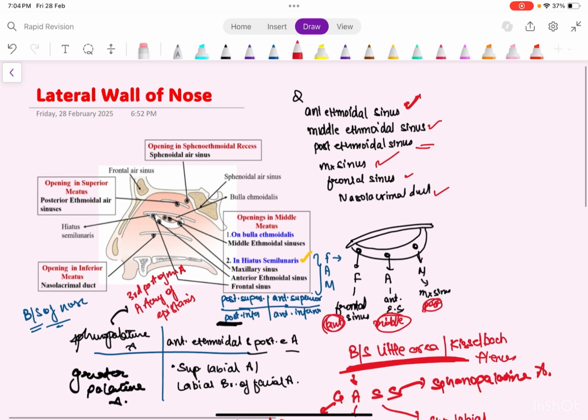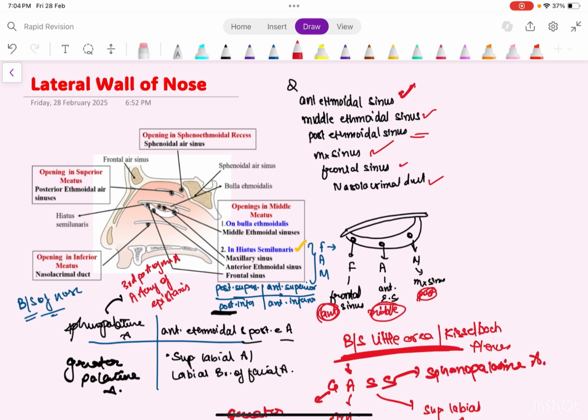So this is about the lateral wall of nose, and the nerve supply also is important. This is the question that I usually get wrong. So the nerve supply of the nose, if you know, you can comment it down and I will tell you if it's right.